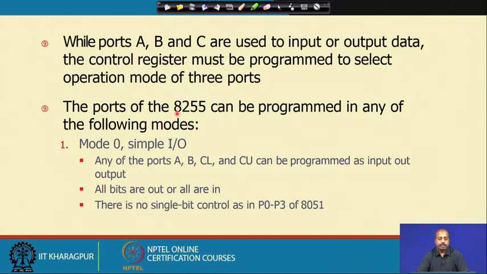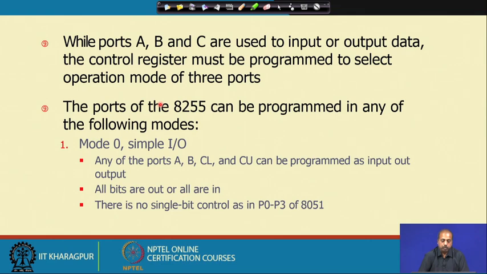Now, these A, B, C ports can be used for input or output data, and the control register is used for controlling the operation of these 3 ports. We can have this 8255 operate in various different modes. The first mode is mode 0 or simple IO. This is the most popular mode, and almost all the applications will be using this mode 0 of 8255.